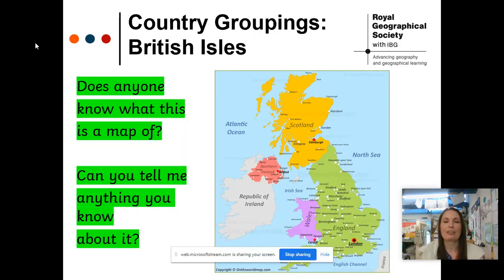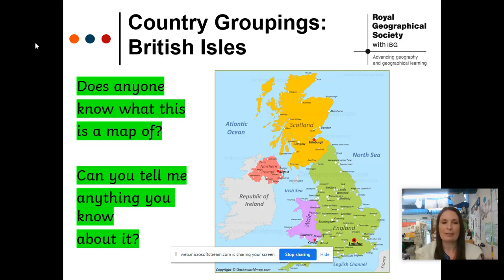Now, I'd like you to look at the map on my screen. Do you know what this is a map of? Have you seen it before? Can you name any of the countries on there? What do you know about it? Have you been to any of the places on this map? Can you read any of the place names on here?